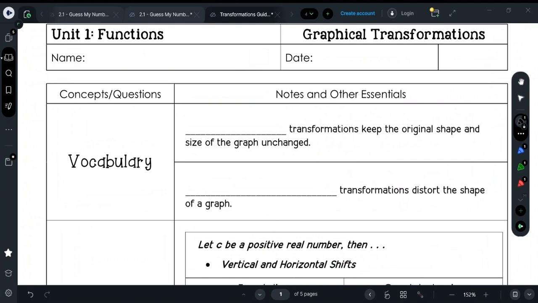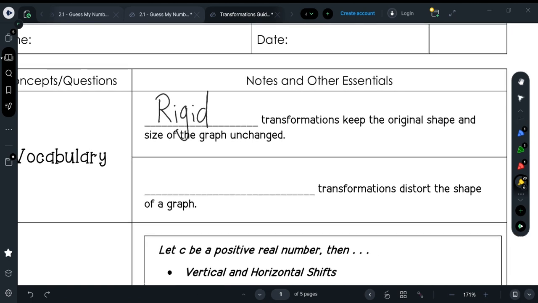And our first vocabulary word here is rigid. Rigid transformations keep the original shape and size of the graph unchanged. So the size and shape doesn't change, but the graph can move around, maybe up, down, left to right, or even be flipped upside down or flipped left to right. Those are what we call rigid transformations, and guess what? These are what we're going to focus on here. So this is going to be the main thing we're going to be looking at and working with in our transformations.